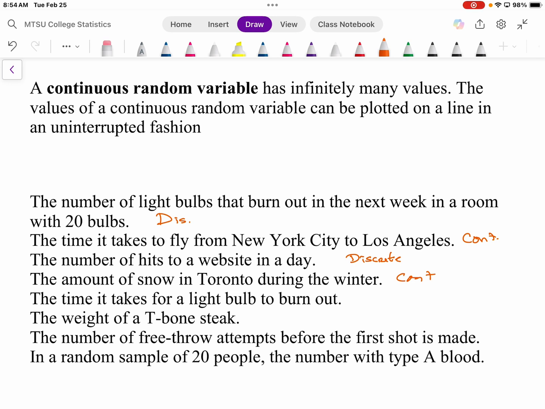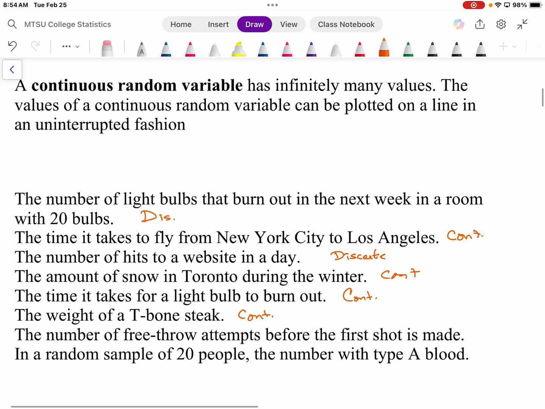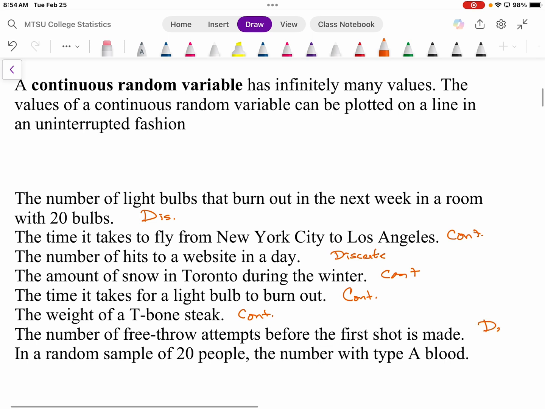Yeah, that is continuous because it's not always set to a set amount of hours. It could be the minutes and the seconds. The weight of a T-bone steak. Yeah, continuous. The number of free throw attempts before the first shot is made. Yeah, discrete. Okay. In a random sample of 20 people, the number of people with type A blood.